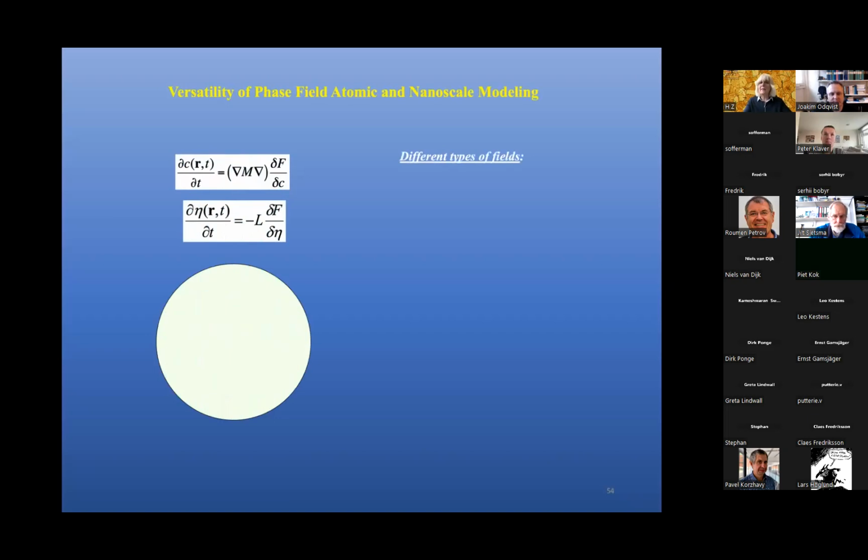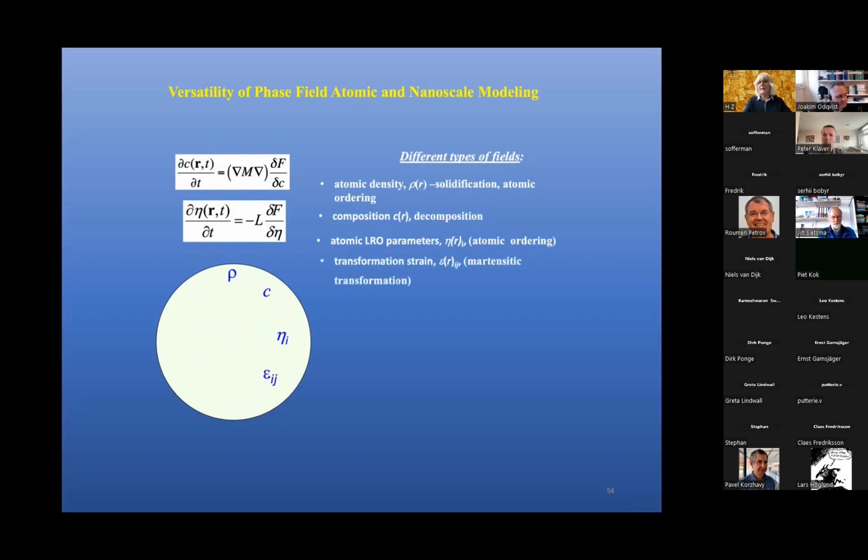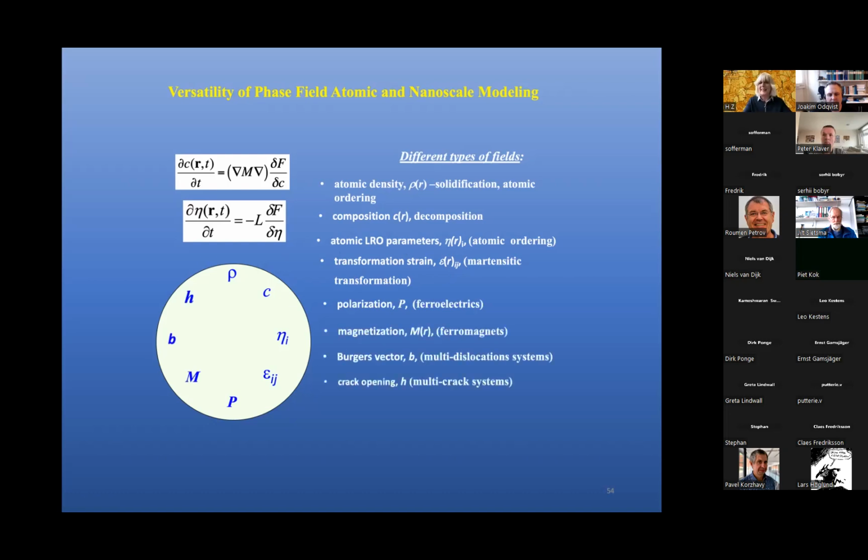To conclude, I would like to say that the phase field approach is a very versatile approach, and we can work at the mesoscale as well. We can work at the atomistic scale in a discrete lattice, and at the atomistic scale in a continuous lattice. Now this method is becoming more and more developed in applications. We can also associate the variable of the Landau-Khalatnikov kinetic equation with different fields, for example, the atomic density field, composition, long-range order parameter, transformation strain, polarization, magnetization, Burgers vector, crack opening, etc.